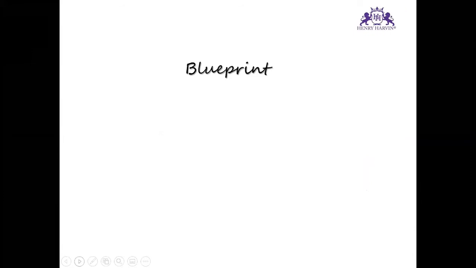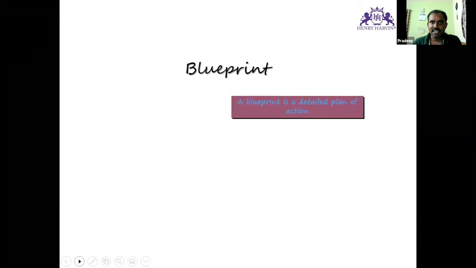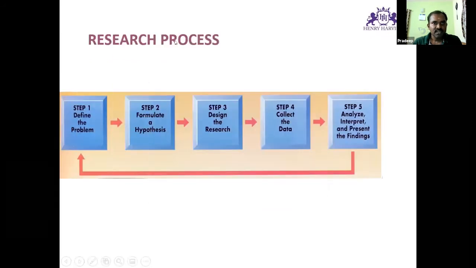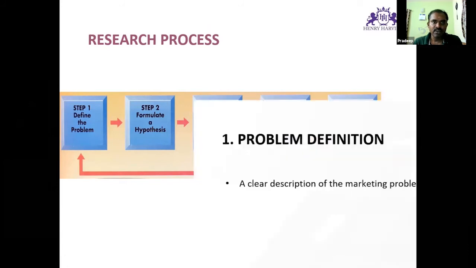A blueprint could be a plan of how you want to move forward. Yeah, great. Suppose you want to construct a house, we do have a basic plan. Then only we put the budget and other things. So it's a detailed plan of action. Data science also has a blueprint, which we call the data science research process. It consists of these stages. Step 1 is defining the problem, then formulating the hypothesis, designing the research, collecting the data, and finally analyzing, interpreting, and presenting the findings. We will quickly touch upon these because they may be familiar to you.